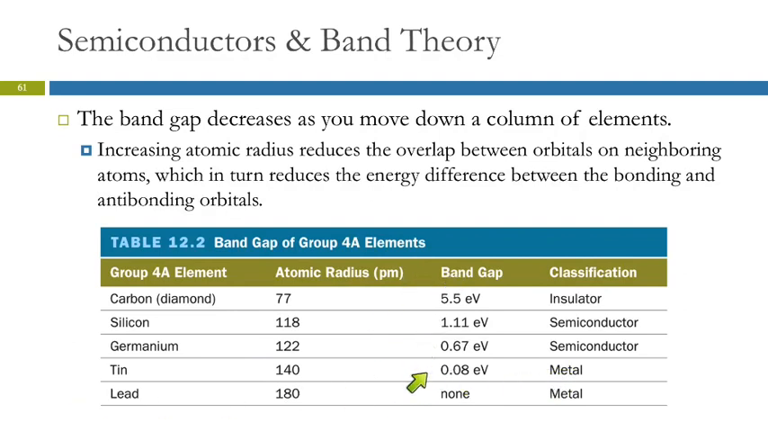The band gap for tin is very small. It does have a band gap, but it's very small. Lead has no band gap. Germanium and silicon are semiconductors. They have small band gaps. Diamond is an insulator. It's not conductive. It has a large band gap. So any questions about that?